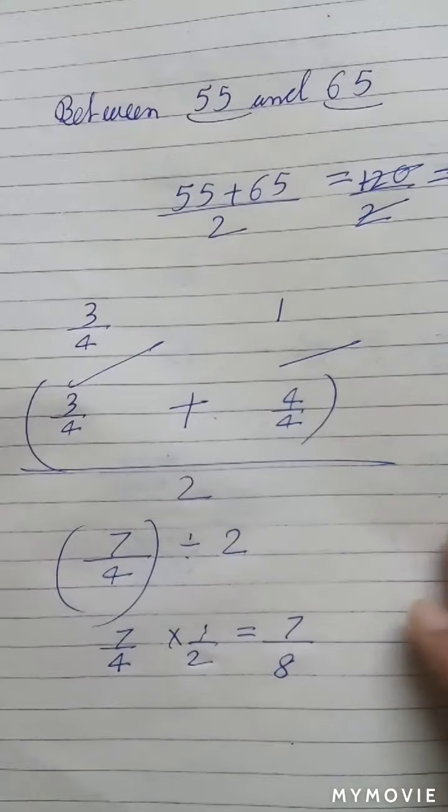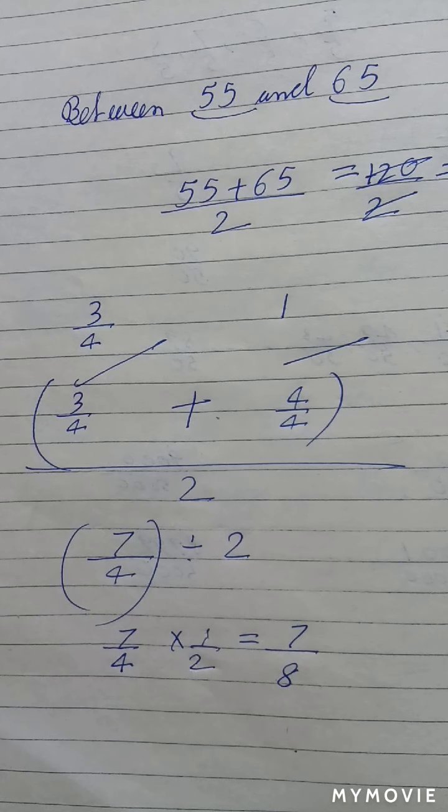So let us summarize. Step 1 is add two rational numbers. If the bases are same, it's not a problem. Simply add two rational numbers and divide it by 2. And if the bases are different, take the LCM, make the denominators same. You know how to do it. We did it many times. And after we obtain the sum, divide it by 2.